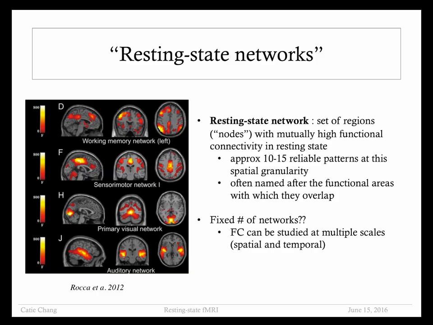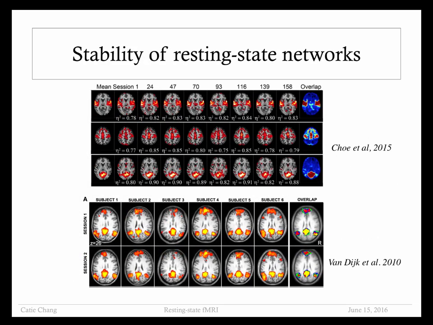And illustrating how stable these patterns can be across runs, this was a study where they scanned the same subject over many, many different weeks, and you can see that in these 3 different network patterns, it's really reliable over time. And here they compared the patterns from several different subjects, each for 2 different scanning sessions, and again, you can see a lot of consistency.